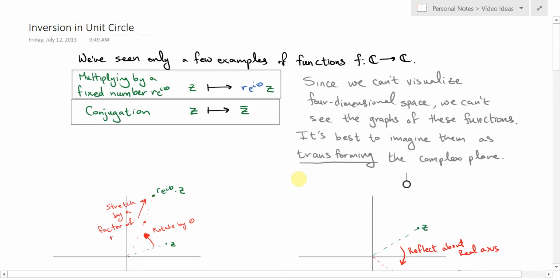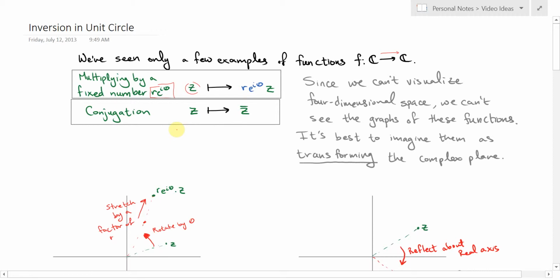In the past few videos, we've seen a few examples of functions that take complex numbers to complex numbers, and in this video I want to supply a third example. But the first two we've seen so far are what happens when you multiply the complex numbers by some fixed complex number re to the I theta. Alright, so that's a complex number written in polar coordinates. Here z is the variable, and you're just multiplying all of them by re to the I theta. And the other example of function we saw was conjugation.